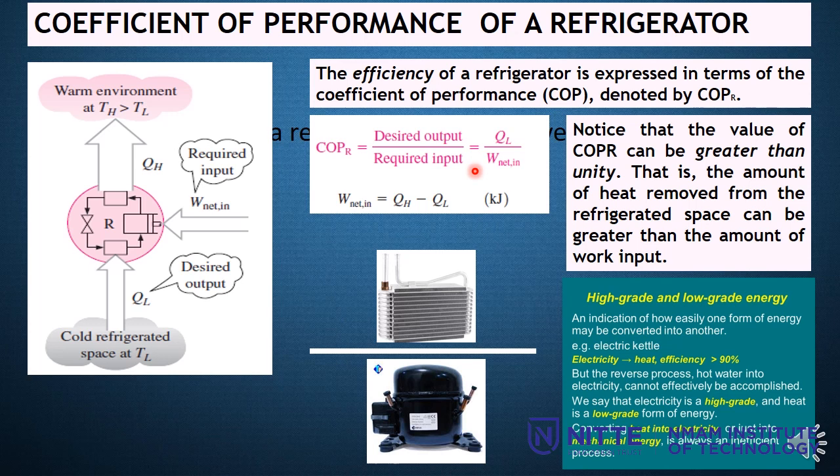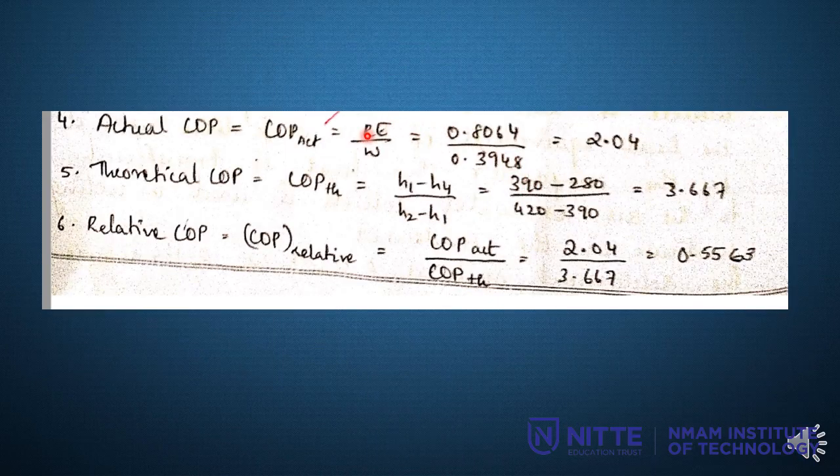Since in the refrigeration system we are comparing electricity and heat, we have two different benchmarks. Therefore we don't use efficiency. COP is used whenever electricity and heat are compared, that is high grade and low grade. Efficiency cannot be used. So actual COP can be found by the refrigeration effect divided by the energy supplied, and it's a value greater than 1.